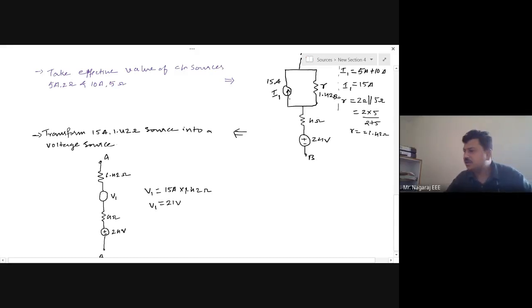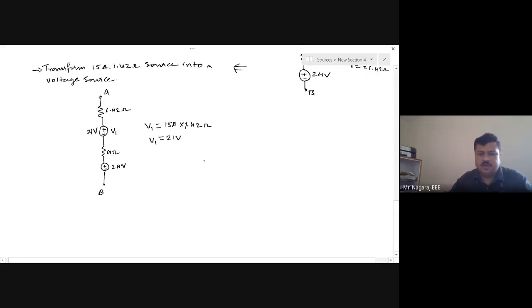Observe the direction here. The direction of the arrow mark is upward for this current source, so the positive sign will come upward. So this is 21 volts. Okay, so now I have two voltage sources in series. I can very conveniently add these two voltage sources in series and get the equivalent voltage source between A and B, a single practical voltage source. So adding these two will not be a big issue.